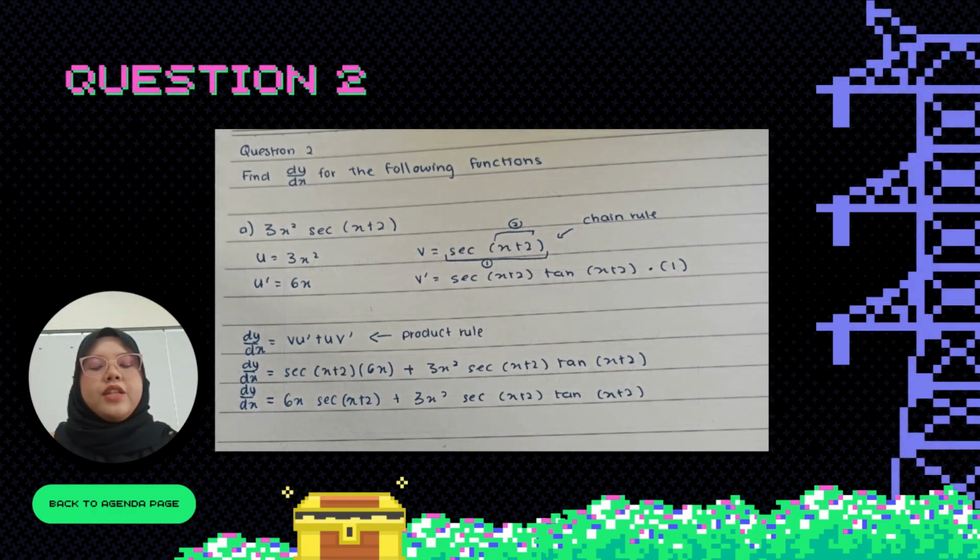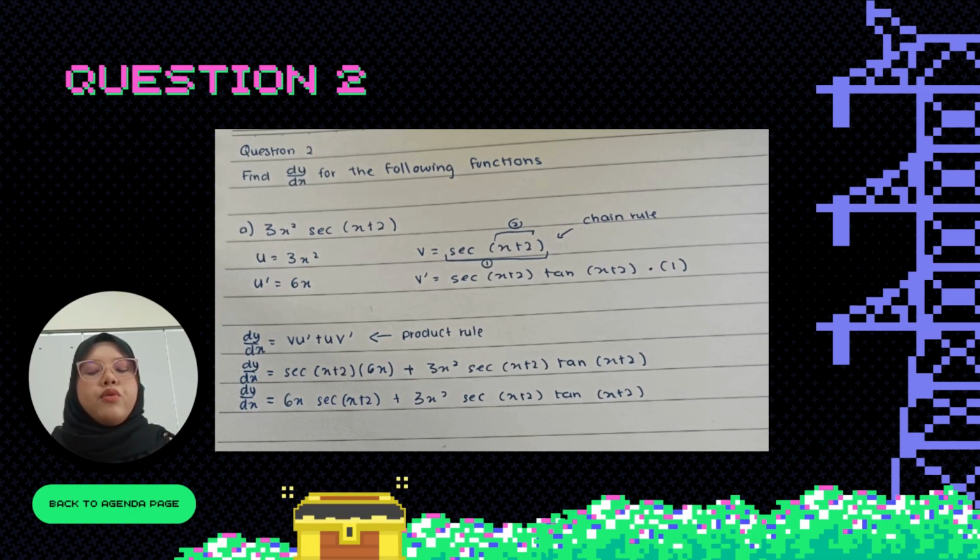Okay, next for question 2 part A, given y equals 3x squared times secant of x plus 2. This is a product of two functions, which is u equals 3x squared, v equals secant of x plus 2. To solve this question, we need to use the product rule, which is dy per dx equals v u prime plus u v prime. Then we need to differentiate each part to know u prime and v prime. U prime is equal to 6x and v prime is equal to secant of x plus 2 times tan of x plus 2.